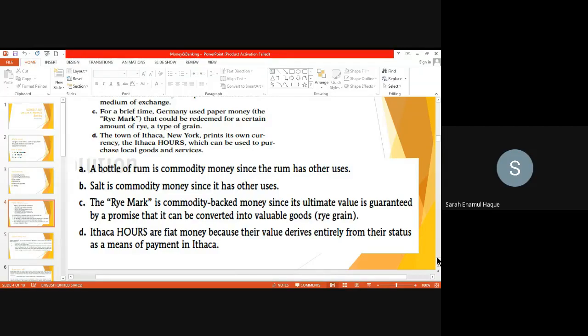It is just a piece of paper which everyone agrees that we can use for currency, which is exactly what we have now, the type of notes and currencies we use right now. There is no gold supporting this 10 taka or any taka that we use. Similarly here, only in that town of Ithaca, all of them are using this new currency, the Ithaca hours, and all of them agree that we'll use this for exchanging goods and services. So this is a type of fiat money. I hope this is clear, how we are able to identify what type of money we are talking about.